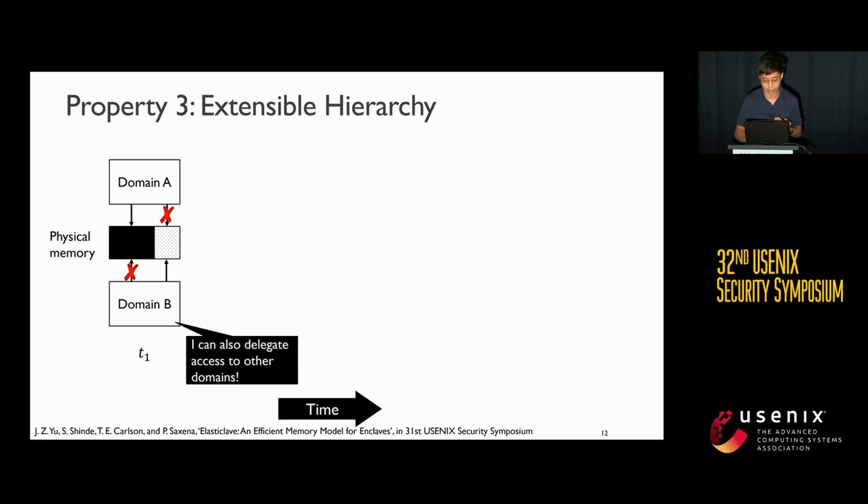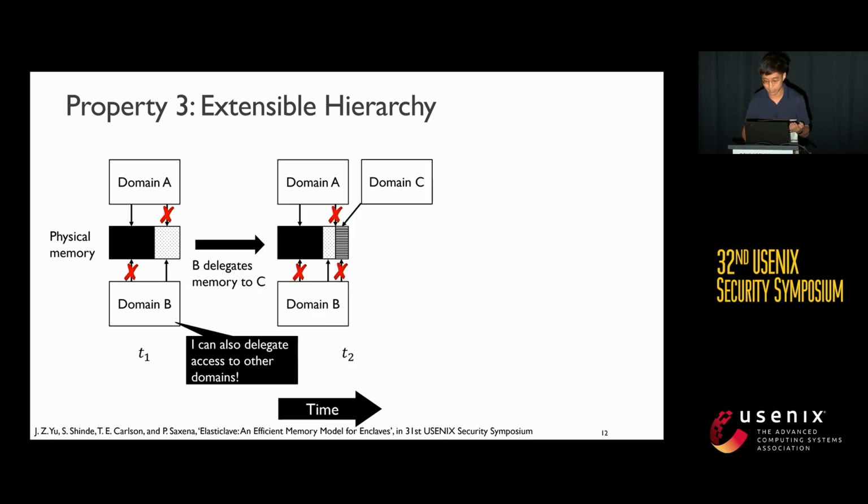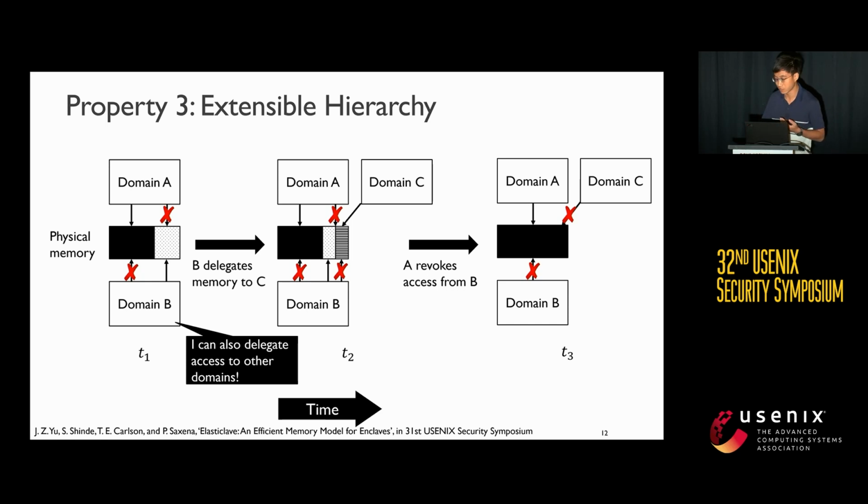For example, it can delegate part of its memory to domain C, and if at this point A decides to revoke access from B, both B's and C's access should be revoked.